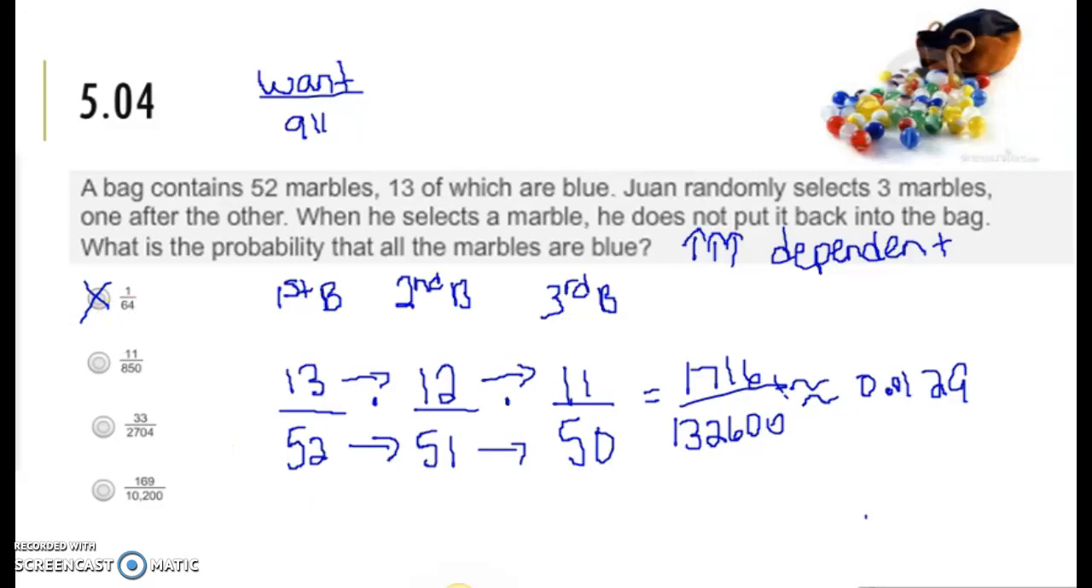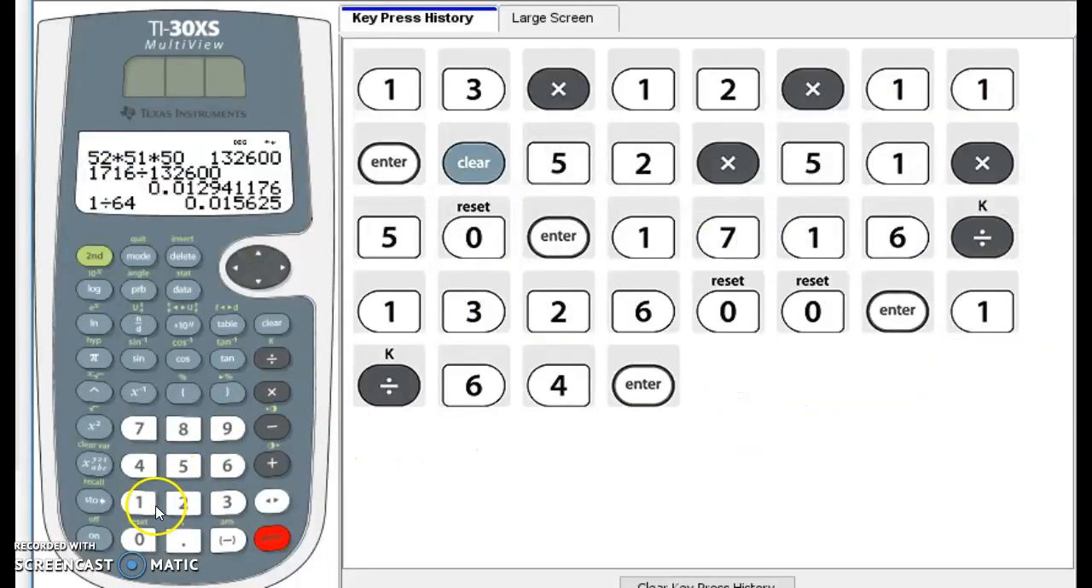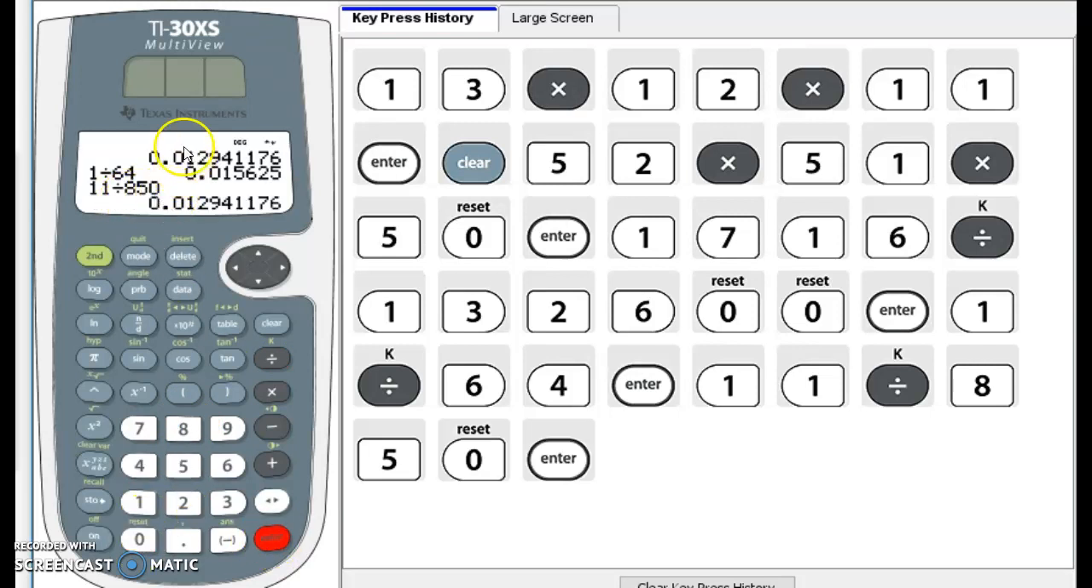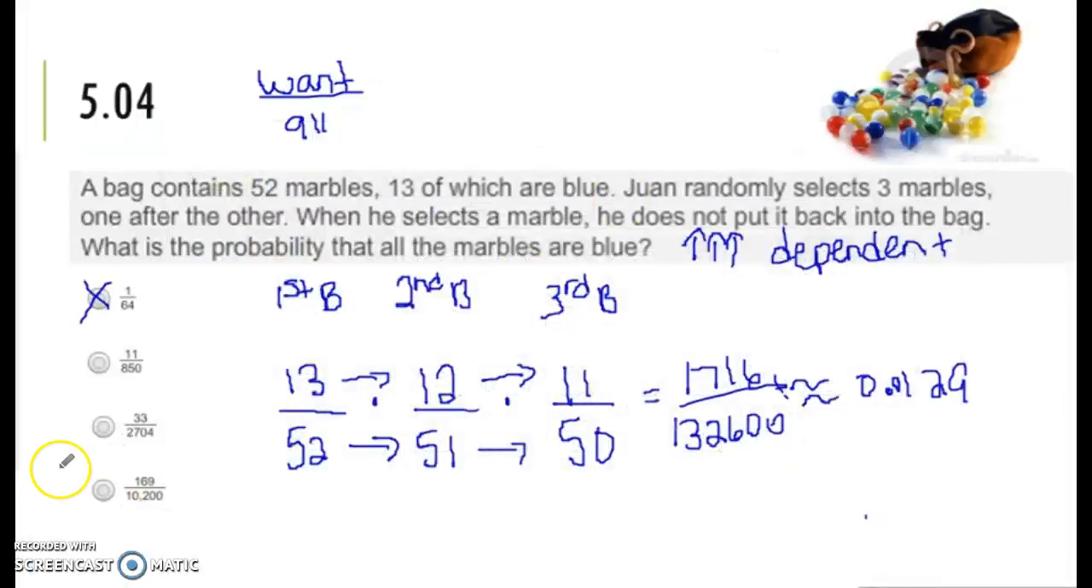Now I'm going to take 11 and divide it by 850. This one is the exact same. So that is going to be my reduced answer. So you have an 11 out of 850 chance of drawing 3 blues in a row if you don't replace them.